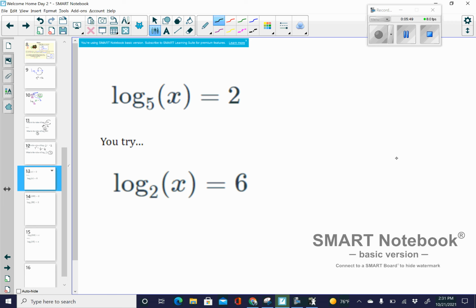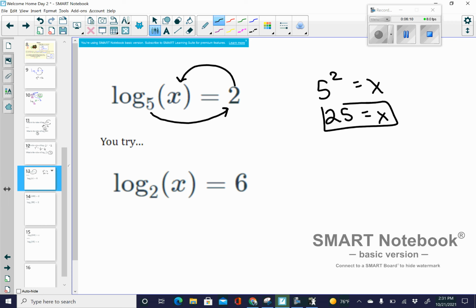For this one, we're going to go ahead and use that circle of log thing. So I'm going to start at the bottom. 5 to the 2nd power, I'm going to rewrite that, is equal to x. This is a straightforward, simple question, right? 5 squared, 5 times 5 is equal to 25. So 25 equals x is my answer. Done. Okay, you're going to go ahead and try this. Pause the video, try the question on your own, and then come back to check your work.